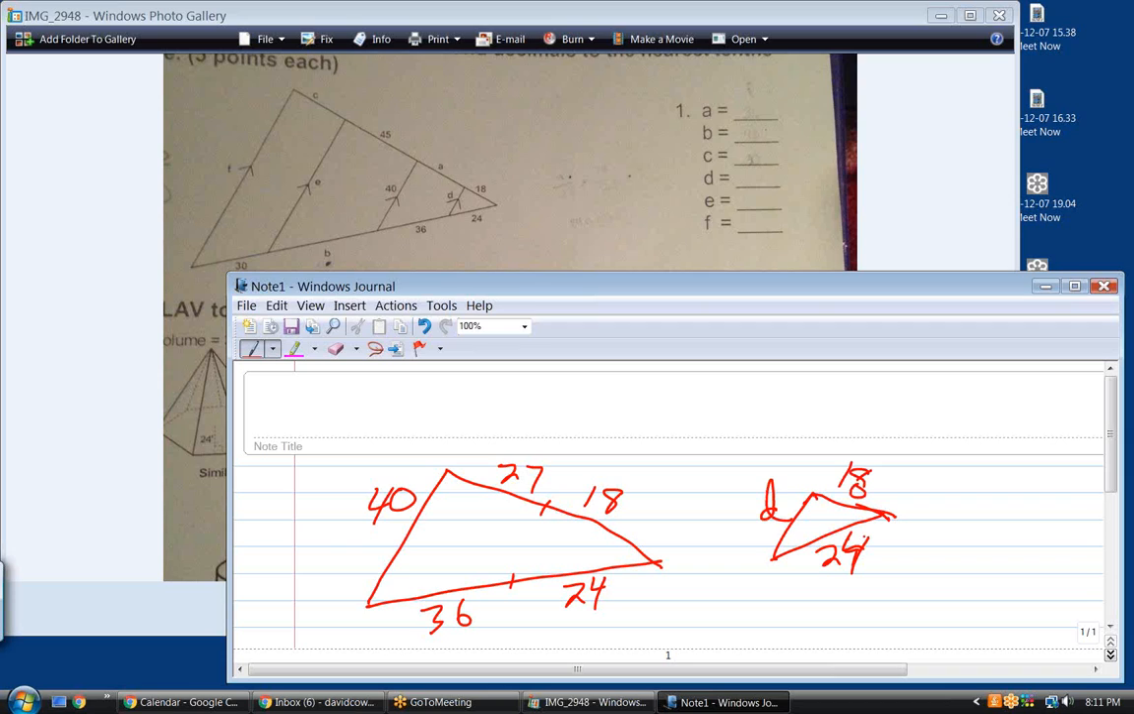So what ratio can I come up with? I have all three sides of this triangle. I only have two sides of this triangle, but I know they're similar. So what's my ratio? Would it be 18 over 24 equals D to 40? Correct. Yeah.